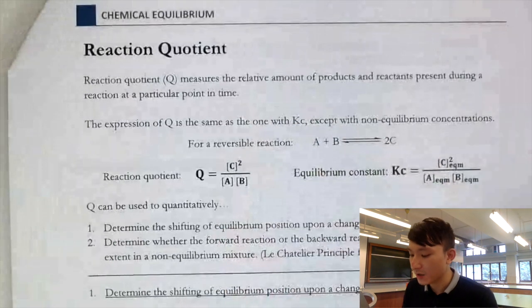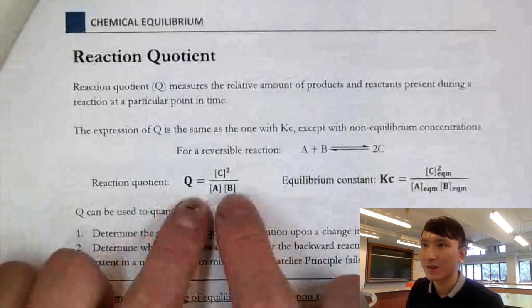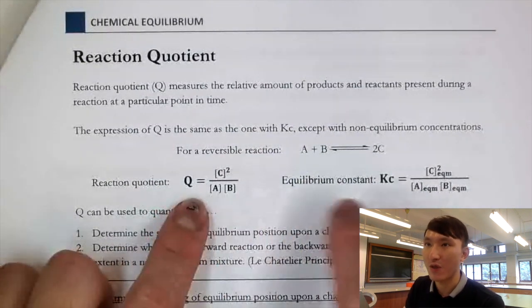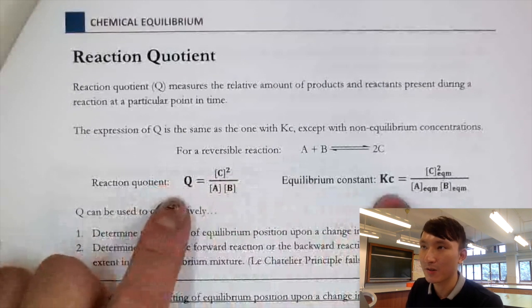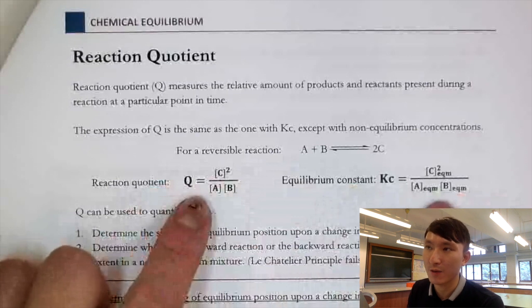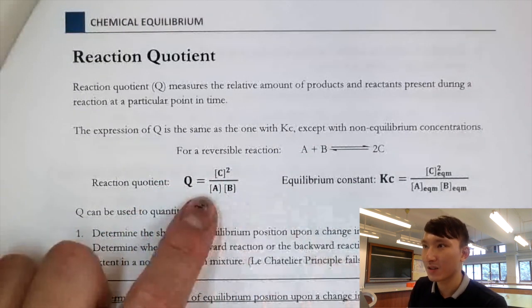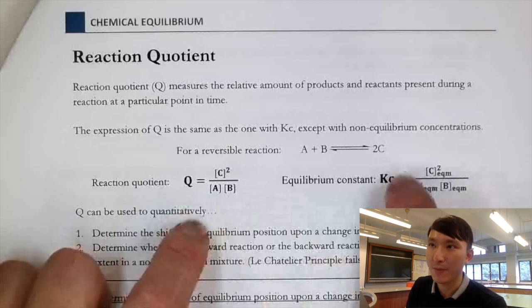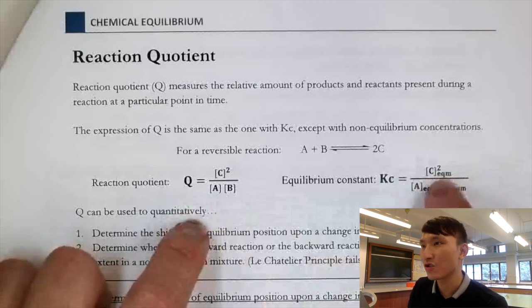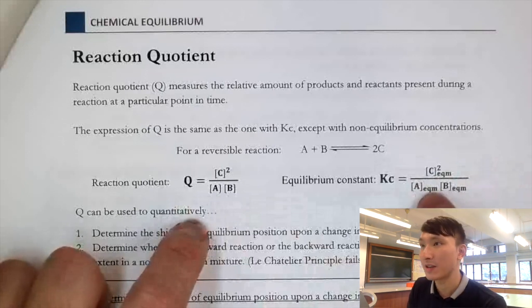Now before we start, let's look at how we calculate the reaction quotient. Now looking at the equation, actually the two equations, reaction quotient and equilibrium constant, are very similar, except for equilibrium constant we have the eqm here, for reaction quotient we don't. In fact, the difference is that for equilibrium constant, the concentration of the species must be at equilibrium. So that's why we have eqm here.